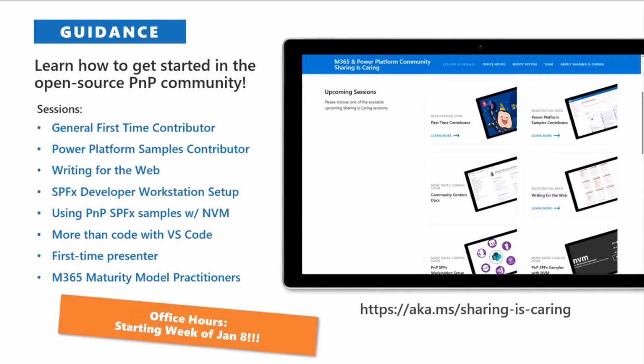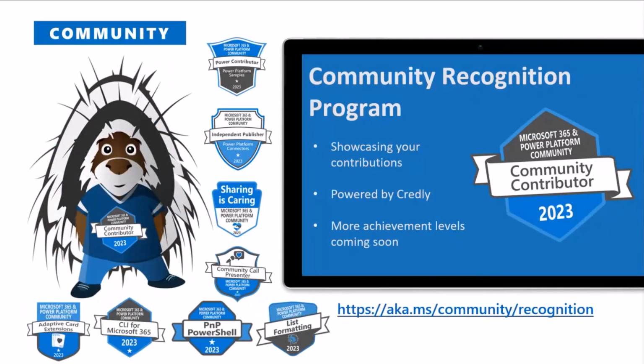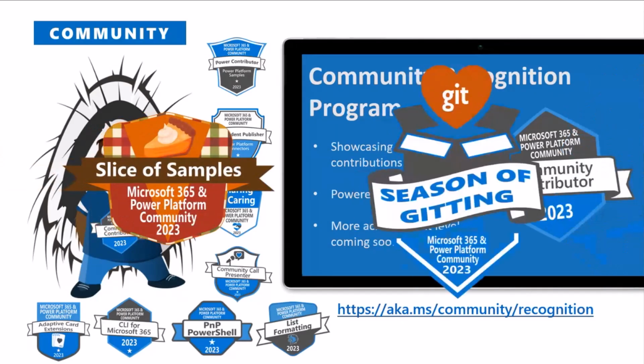And for those that are contributing, we love it and we want to recognize it. So our community recognition program is still alive, well, and heading into 2024. But you got a few days left to get those 2023 badges, things like Slice of Samples or the Season of Giving. These are all available for you to access. All of them are available for 2023, but only until December 31st at 11:59 p.m. local time. Ha! Yeah, because we cover the entire spectrum of time everywhere.